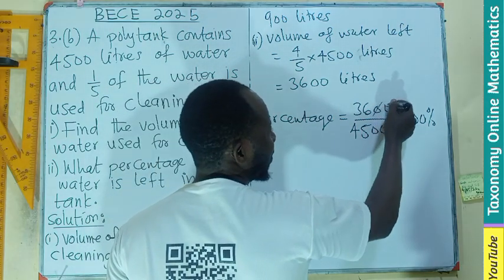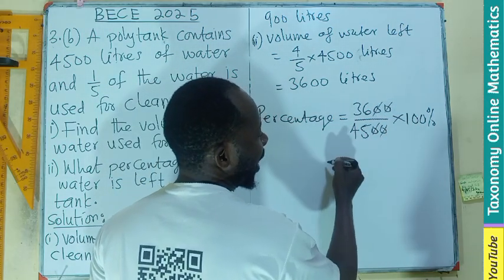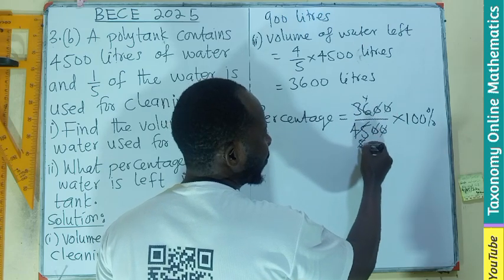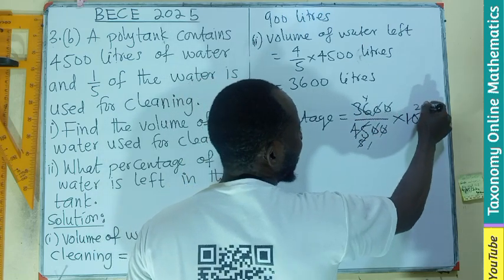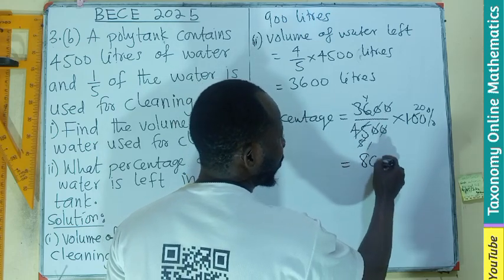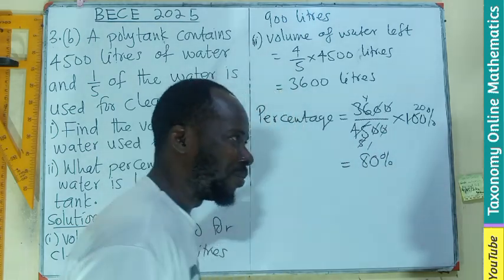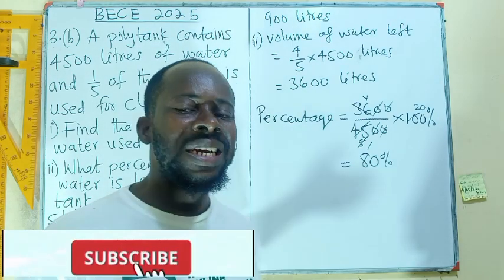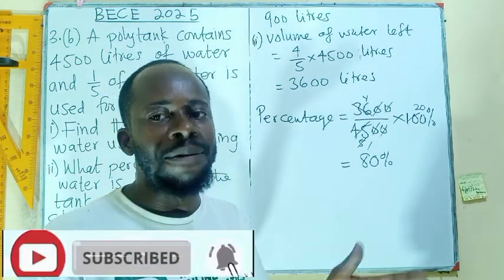So you can see this, we'll cancel this. Let's take it like 9 here, 4, 9 here, 5, 5 here 1, 5 here, 20, right? 20 times that will give you 80%, meaning 20% of water was used for cleaning, then 80% of water was left in the tank.